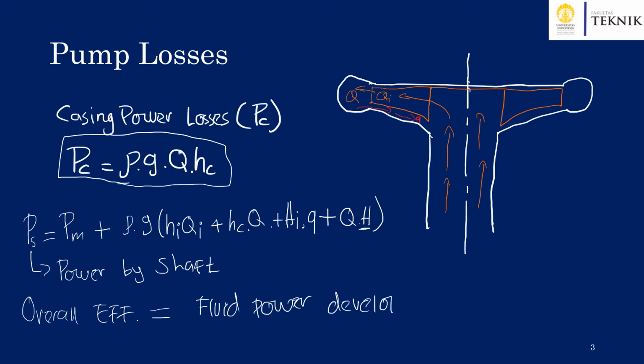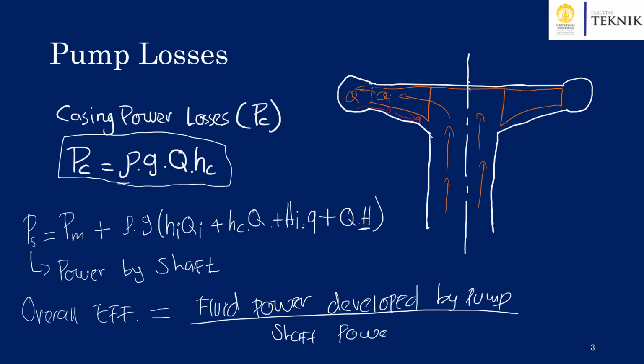developed by the pump divided by shaft power input, or mathematically we can write it down as rho g capital Q capital H divided by PS, or shaft power input. So PS is from this one, and this is the fluid power developed by the pump.